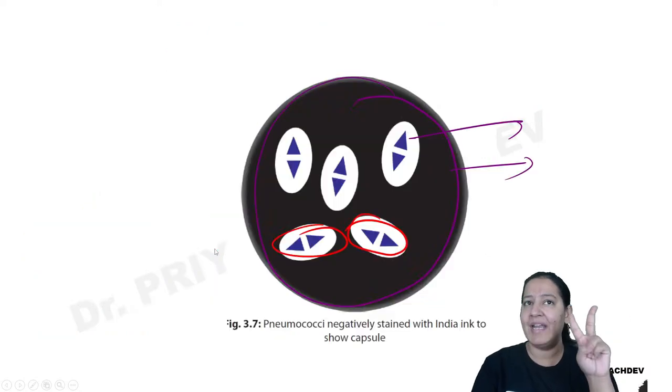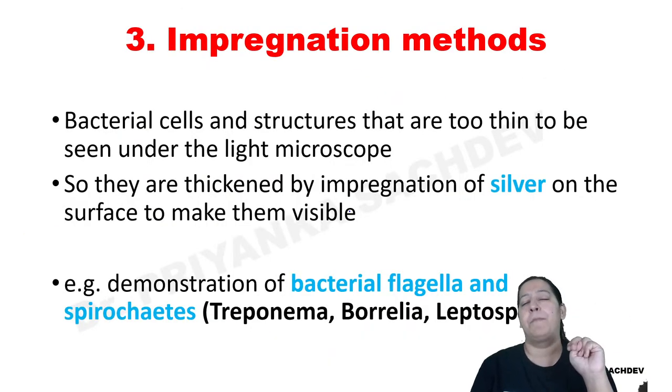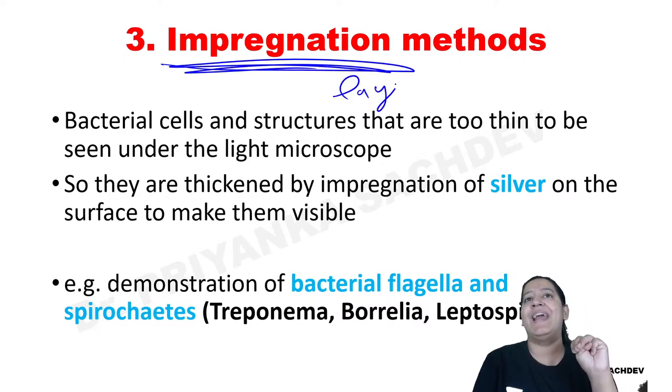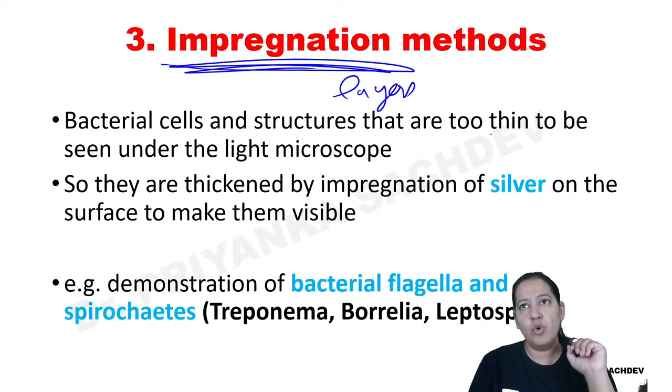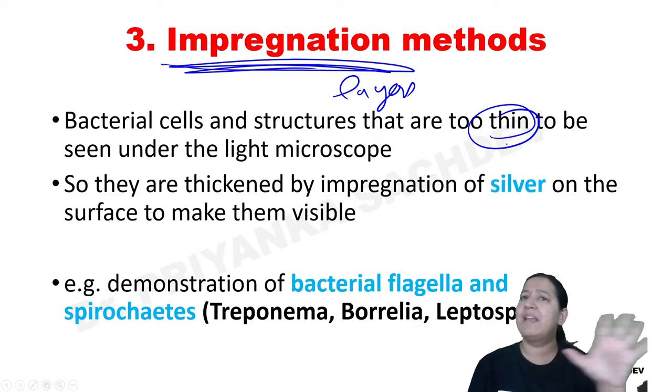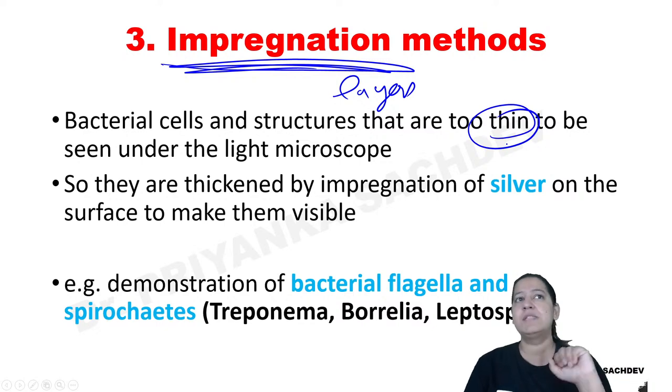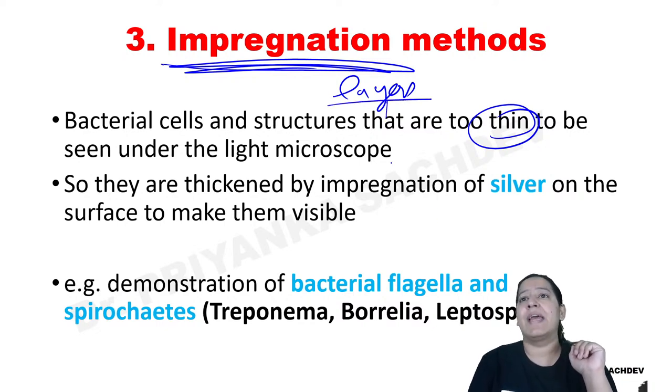Indian ink and Negrosin. So two examples are done here. Third, impregnation. Impregnation means layering. If the bacteria is too thin, it is invisible, so we put multiple layers on it to make it thick so that it is visible. So what will we layer with? Silver.